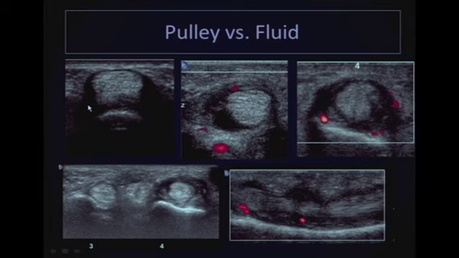But just remember, the pulley occurs at certain locations. In this case, the A1 pulley, which occurs at the level of the metacarpal head, but also that the pulley is usually uniform in thickness, as opposed to fluid, which can be irregular, can have areas of synovial thickening, and can be seen in areas where you don't expect to see pulley. So in this case, these images show a case of tenosynovitis of the flexor tendons, and this image shows a comparison between a normal pulley and a thickened pulley or possibly fluid within the tendon sheath.